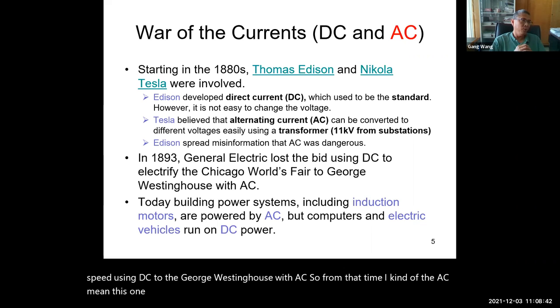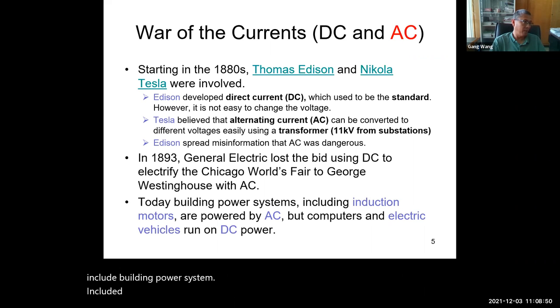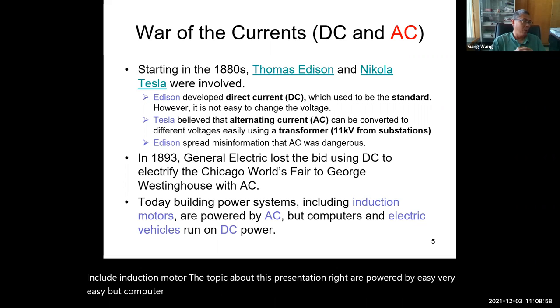But not really, because so far, today's power system, including the building power system and the induction motor, the topic of this presentation, are powered by AC. But computers and electrical vehicles run on DC, okay?